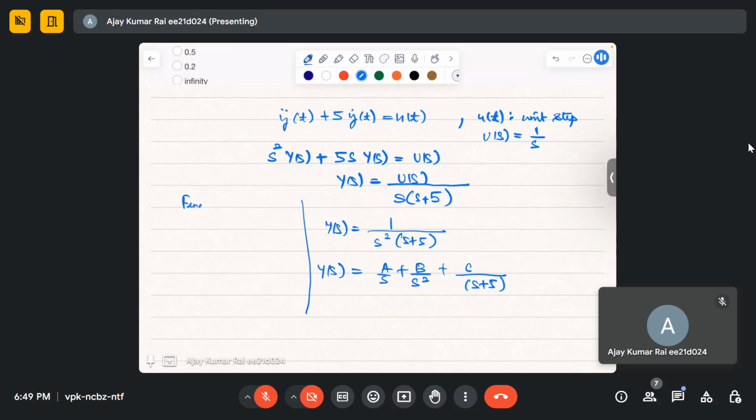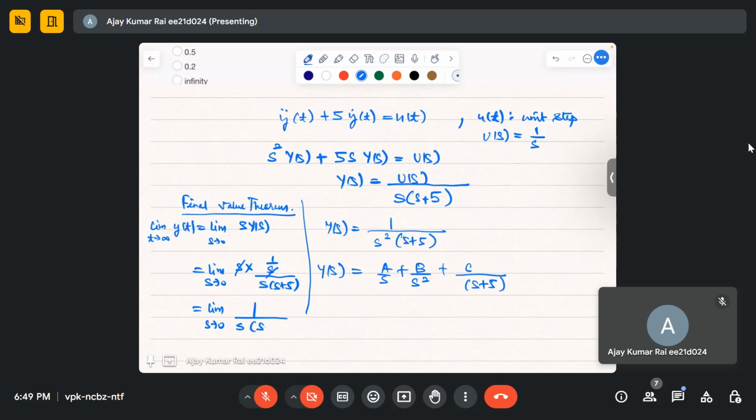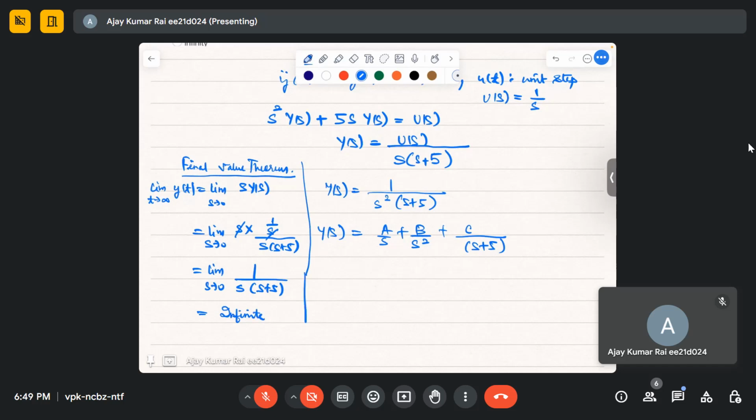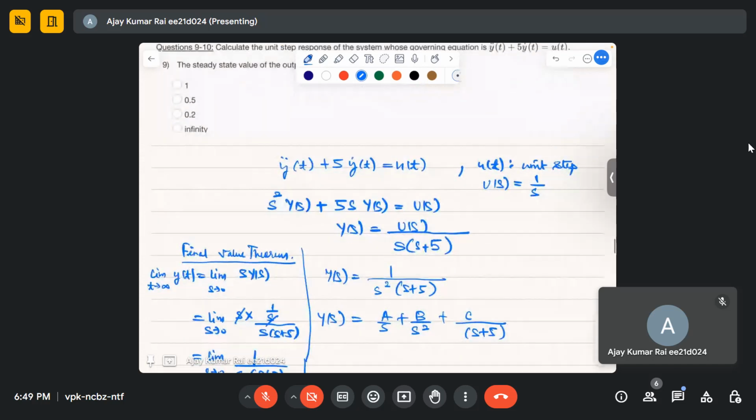A simpler way: I think the final value theorem maybe I can apply here. What does the final value theorem say? As t tends to infinity, y of t should be equal to limit s tends to 0 of s into Y of s. Limit s tends to 0 of s into 1 by s square into s plus 5, which is limit s tends to 0 of 1 by s into s plus 5. If you put s equal to 0, you get infinite, right? So this is one way. The other way is finding this Y of s.